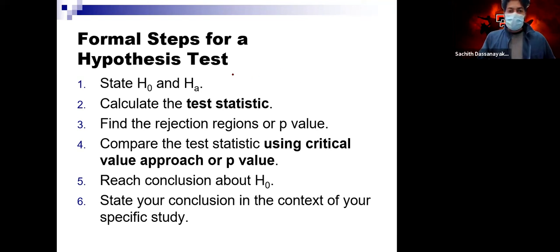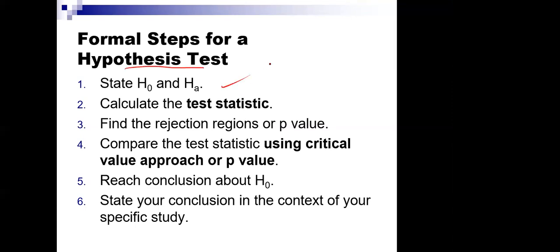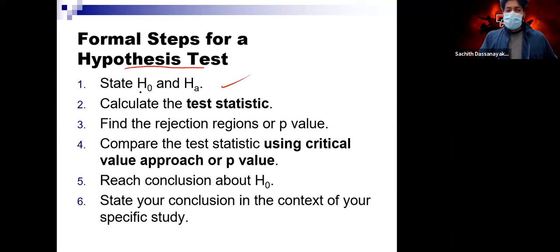Anyway, I think you may remember these steps I did in chapter 8.1. These are the steps for a hypothesis test. First, you have to define your H naught and HA, your null hypothesis and alternative hypothesis. Then pick the correct test statistic. Find the rejection region or p-value, because I told you we use two approaches to perform this kind of hypothesis test.